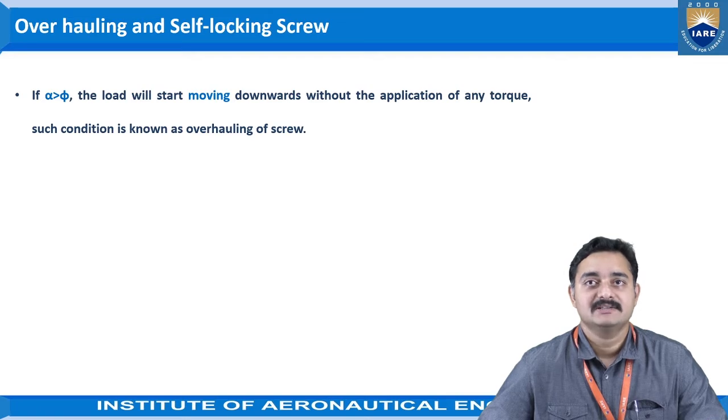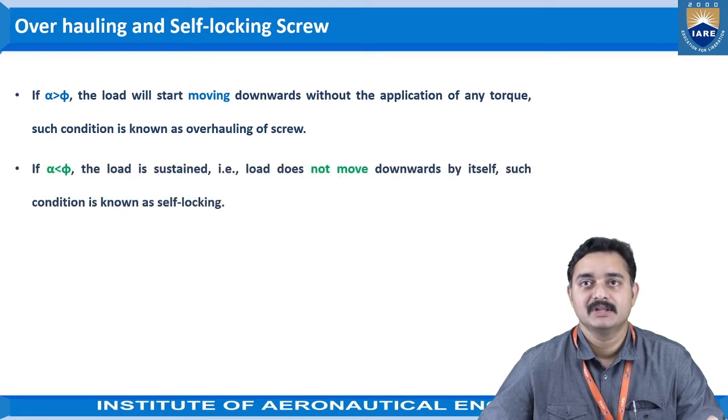If alpha is greater than phi, that is the thread inclination and the friction angle both considered, then the load will start moving downwards without the application of any torque. Such a condition is known as the overhauling of screw. And if alpha is less than phi, the load is sustained, that is, the load does not move downwards by itself. Such a condition is known as a self-locking screw.